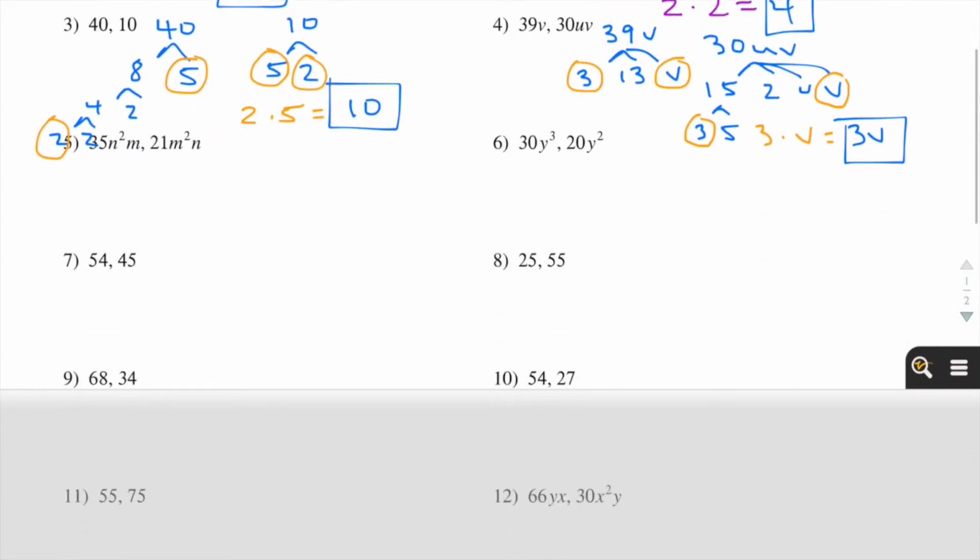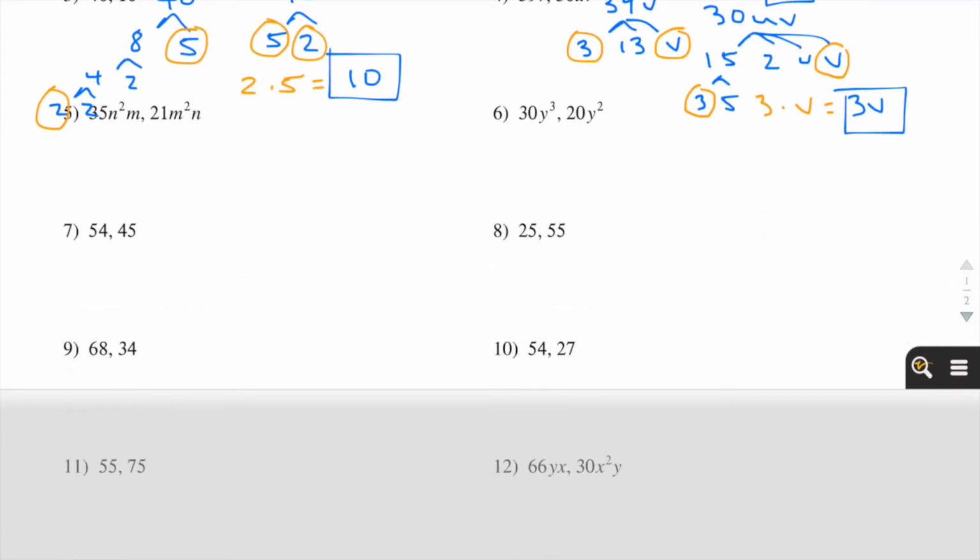Okay, number 5, 35n squared m. Let's break that down to 7 and 5, as well as n times n for the n squared, and then an m for that lonely m. Now let's take the 21m squared times n. Break that down, we have 7 and 3. Break that m squared down to m times m, and break that n down just to n.